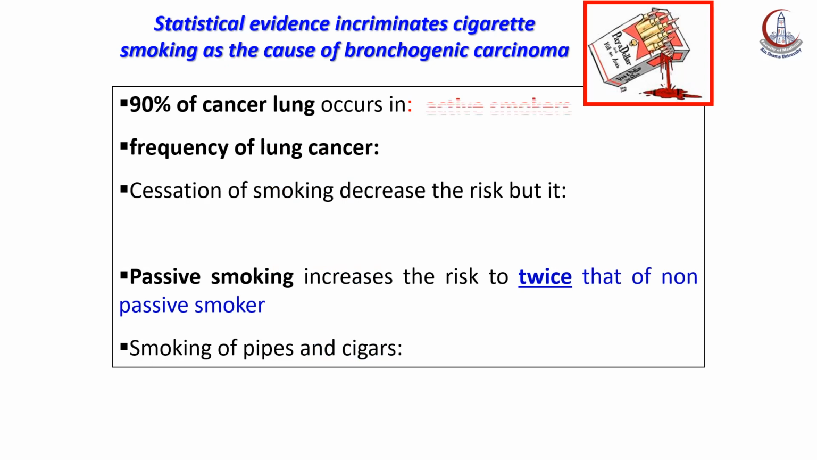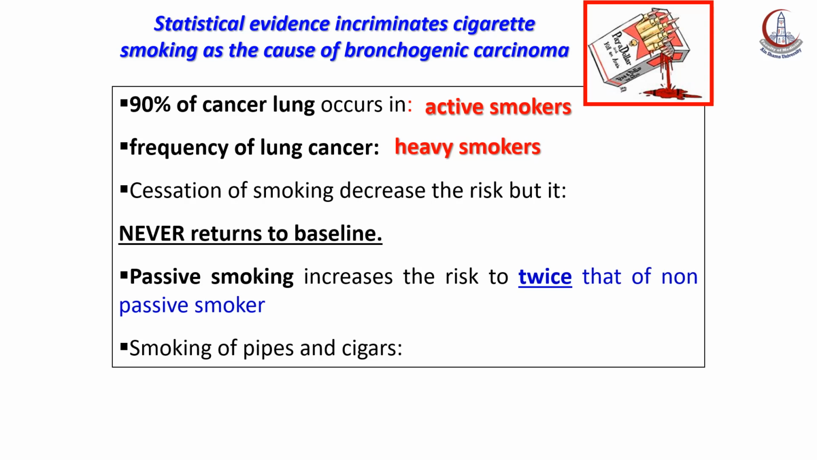90% of lung carcinoma occurs in active smokers. The frequency of lung carcinoma is higher in heavy smokers. Cessation of smoking decreases the risk but never returns it to baseline. Passive smoking increases the risk to twice that of a non-passive smoker. Smoking of pipes and cigars also increases the risk of bronchogenic carcinoma.